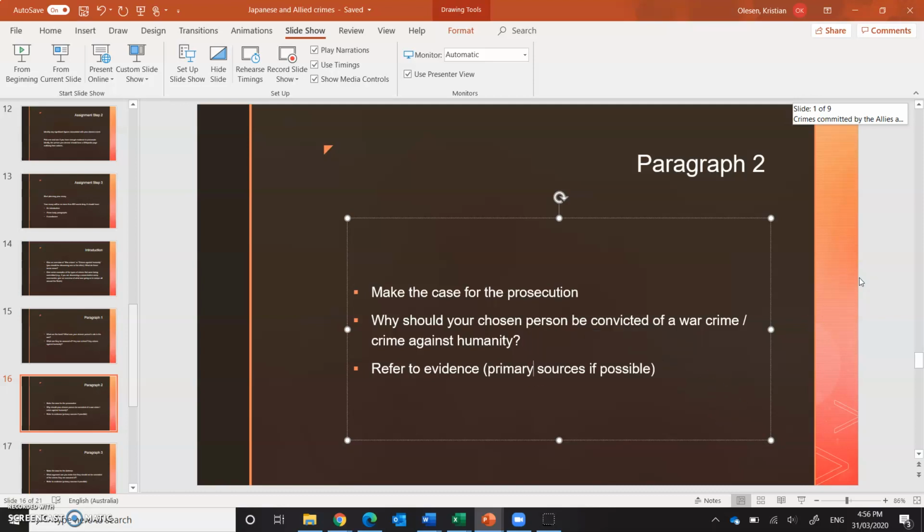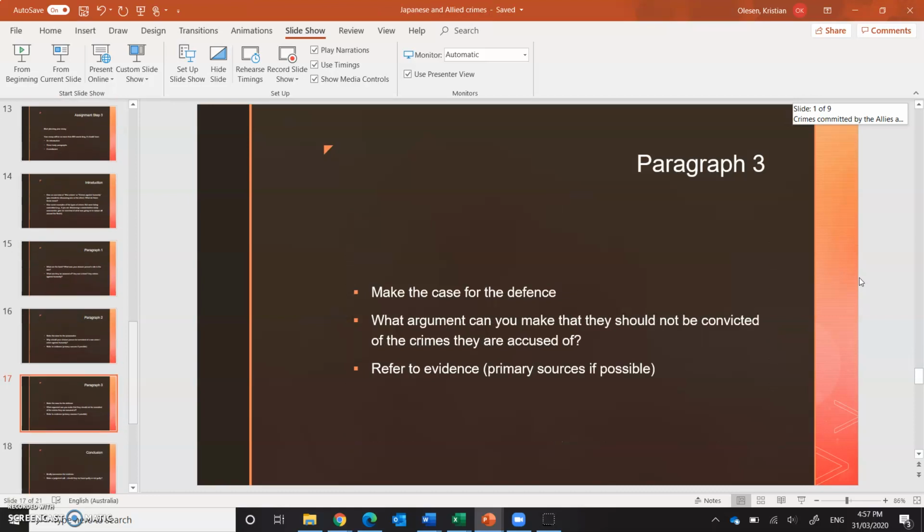When you have done that, about 200 words worth, maybe more, you're going to invert it. And in paragraph 3, you're going to do the opposite and make the case for the defense. Tell me if there are any reasons why they shouldn't be convicted of war crimes or crimes against humanity. And once again, refer as much as you can to the evidence. Primary sources, if possible. I cannot emphasize that enough.